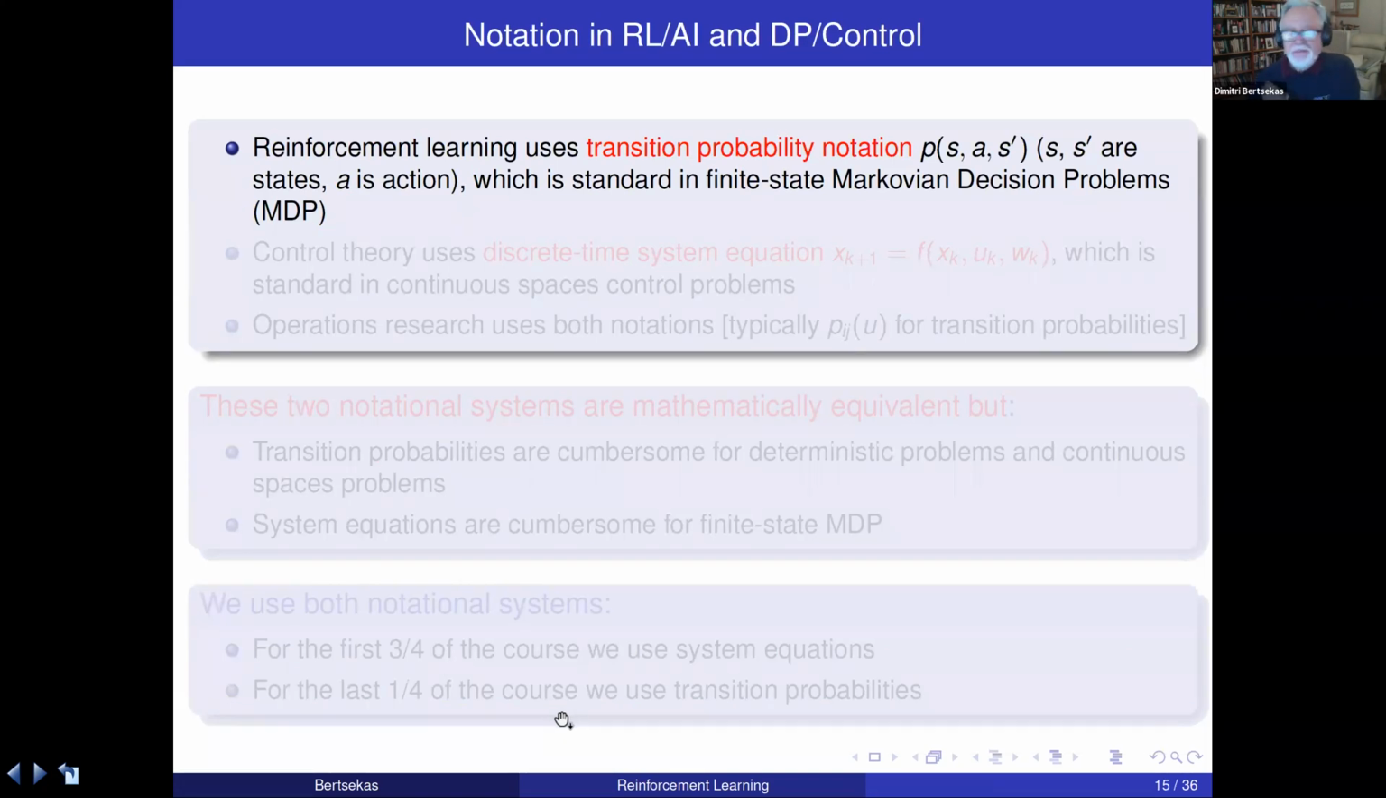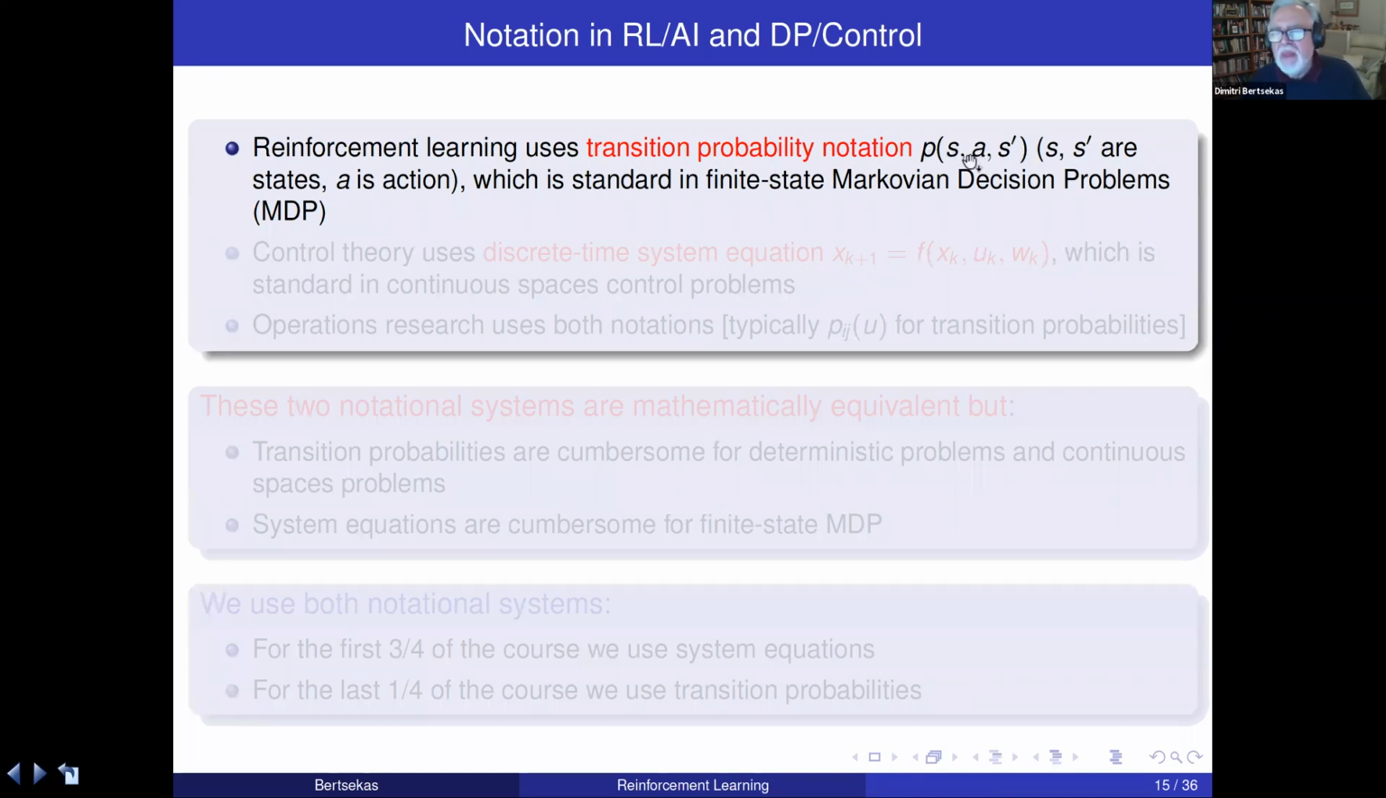About notation, not only do these fields use different terminology, but they also use different notations. In reinforcement learning, transition probability notation is used. In other words, the environment is stochastic, and the environment goes from one state into another state, and the states are denoted by S in reinforcement learning typically.